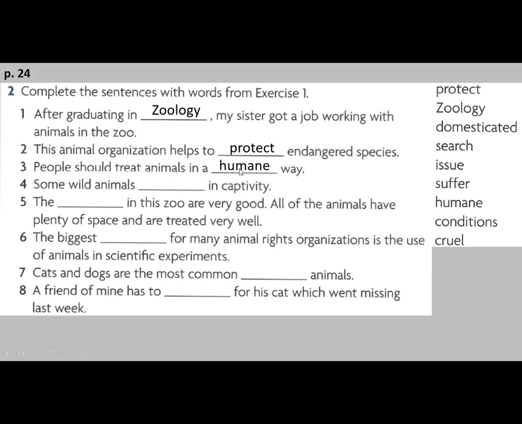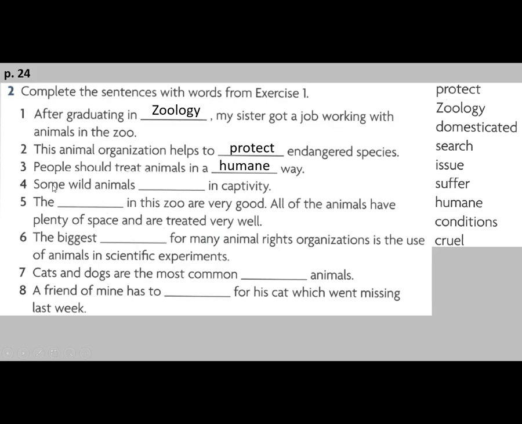If you remember the word humane, which means kind. So that's a good way. Let's look at number 4. Some wild animals. So think about wild animals. Animals which live in nature. Animals like zebras, giraffes, lions, or tigers. Some wild animals. Something here.